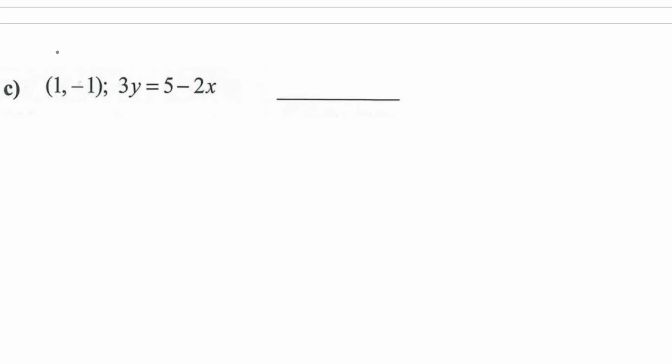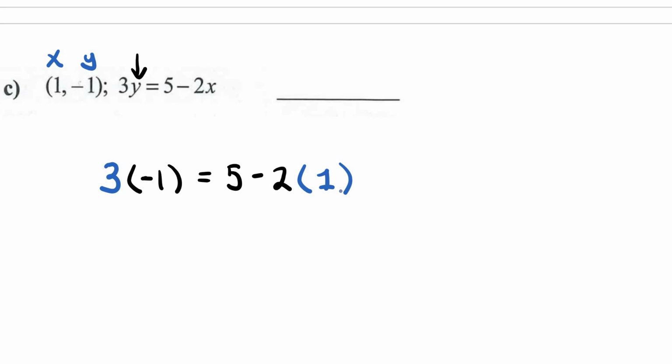Now the x value is 1, and the y value is -1. Let's go ahead and figure this out here. This would be 3 times y, and what's the y value? The y value is -1, and that's going to equal 5 minus 2 times, and the x value here is going to be +1. Now we need to see if the left-hand side equals the right-hand side. The left-hand side is going to be -3, so 3 times -1 is -3. On the right-hand side, I have 5 minus 2, and 5 minus 2 is going to be 3, but the left-hand side is -3. Since the left-hand side does not equal the right-hand side, this is not a solution here.